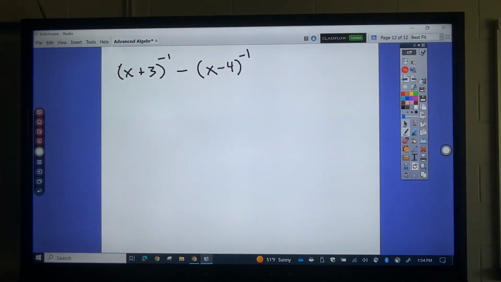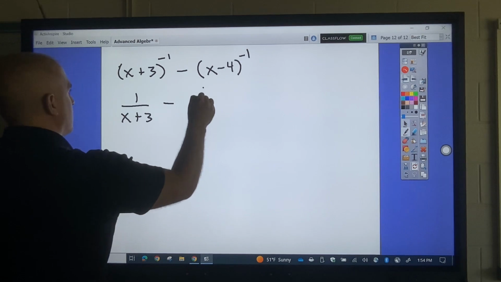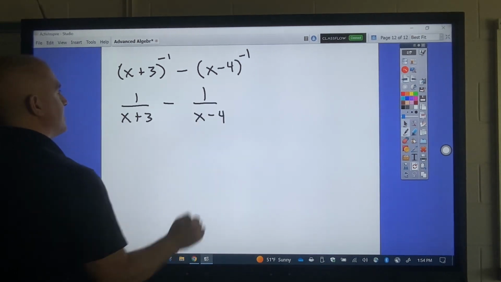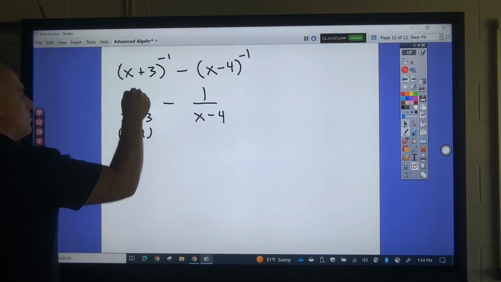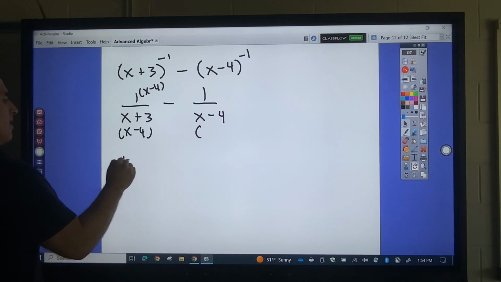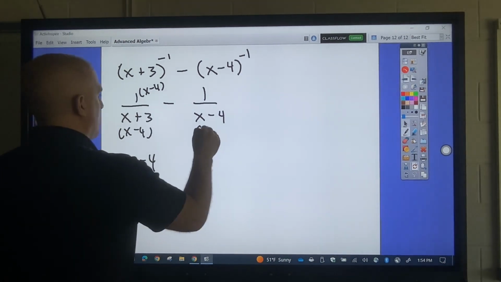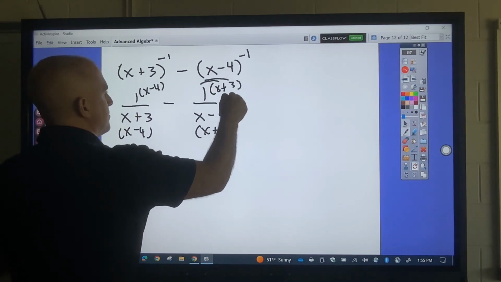Okay, let's say you have something that looks like this. What you do, what this basically means, that puts those underneath. Well, what would I need to do here? Multiply this by x minus 4, multiply this by x minus 4. What would I need to do? So that would be 1x minus 4. I would want to multiply this by x plus 3. So 1 times this, that's 1x plus 3.